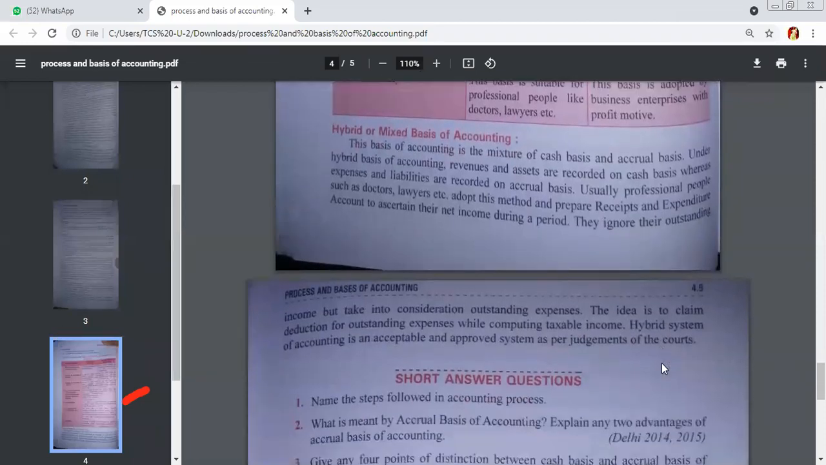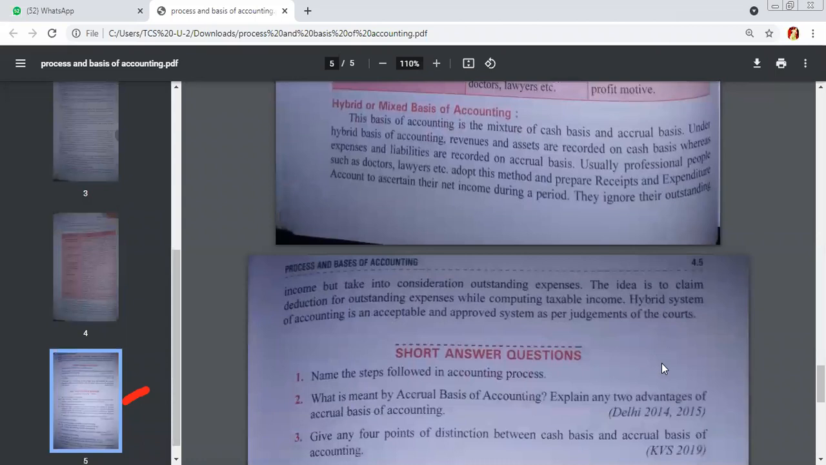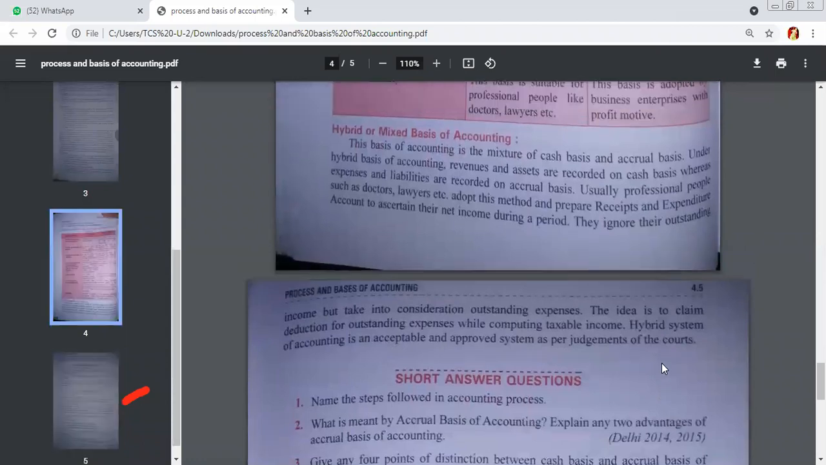If we create a mixture of both, then it becomes the hybrid basis of accounting. The revenue and assets are recorded on the cash basis, whereas the expenses and liabilities are recorded on the accrual basis only. Please consider it: all the revenue and assets are to be recorded on the cash basis, whereas the expenses and liabilities are recorded on the accrual basis.